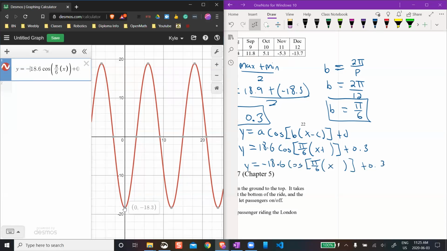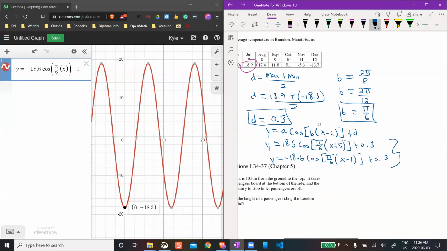Well, what would I have to do now? If I'm right here, it's supposed to be negative 18.3 at month 1. It looks like I have to move this thing 1 to the right. So this would be minus 1. Those are all the same graph. These two are exactly the same, so they're all the right answer. Hopefully that makes sense.